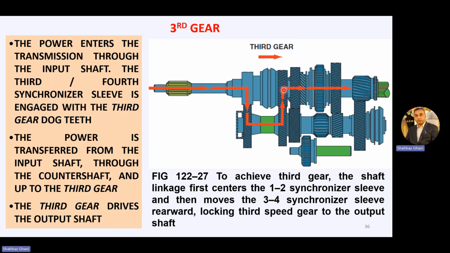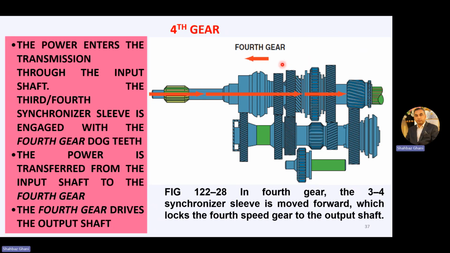Then we will move this synchronizer to the third gear in this direction, and third gear will be attached with your main shaft and the power is going outward. Now in fourth gear, the power enters the transmission through the input shaft.